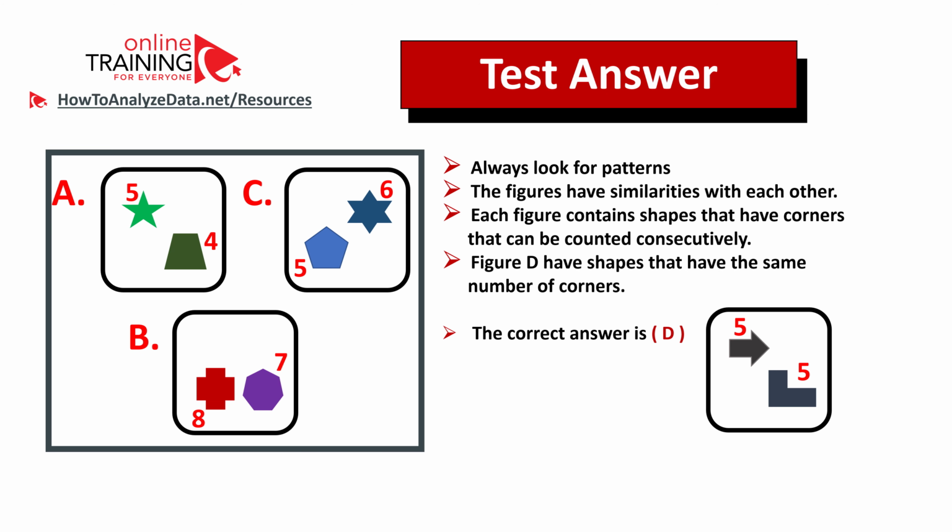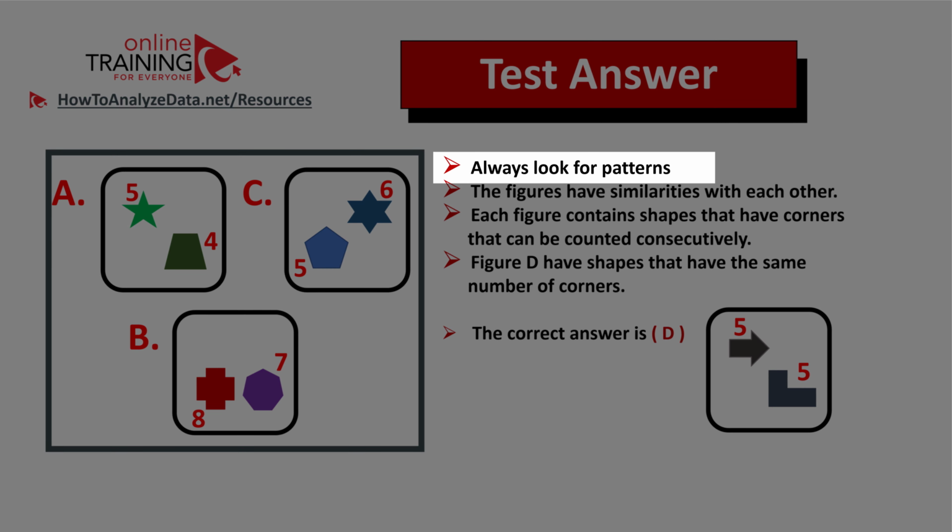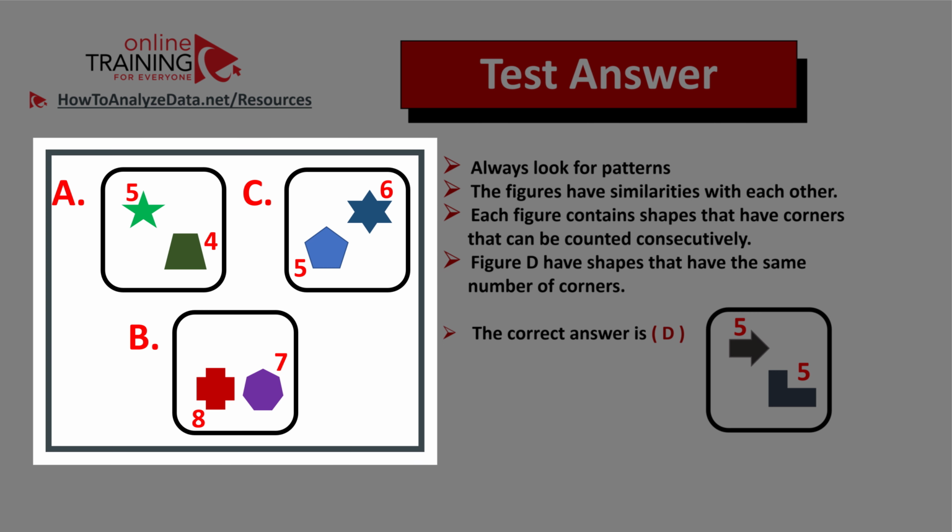As usual, my advice to you, always look for patterns. And the pattern here is number of corners. Each particular shape has a certain number of corners. For example, let's look at the star. Star has 5 corners. 1, 2, 3, 4, 5. And this shape only has 4 corners.